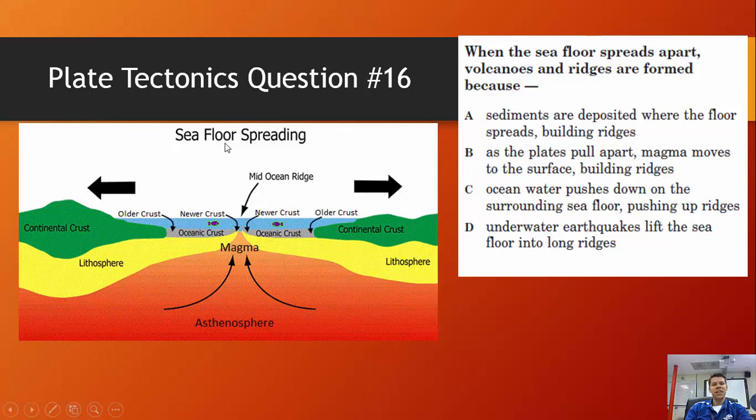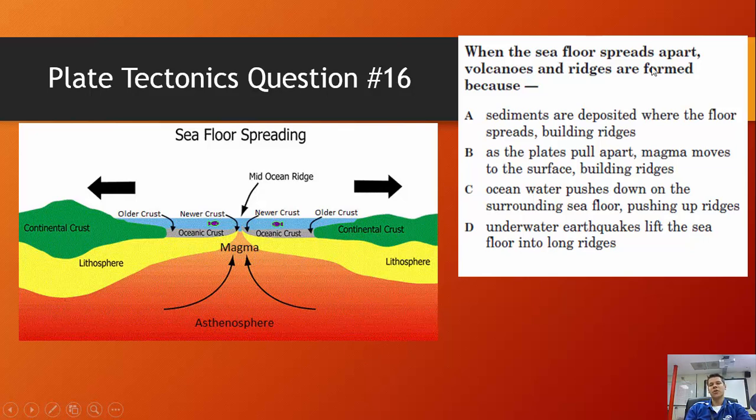A diagram of seafloor spreading occurring at a divergent boundary, because as shown by the arrows, pulling the land apart, and magma coming to the surface and forming brand new seafloor right here. And you can see the older crust is eventually getting subducted and melted under the continental crust, and then it gets recycled, and this process goes on, always creating new seafloor.